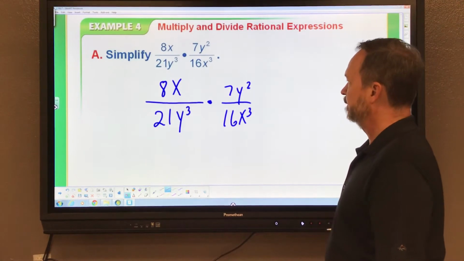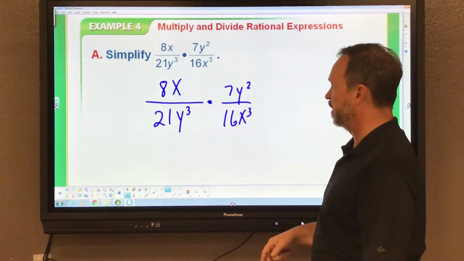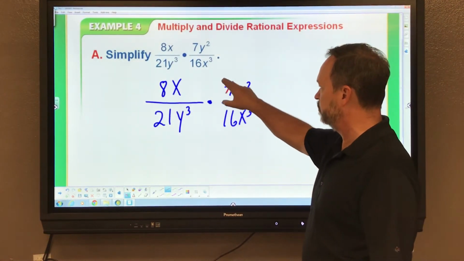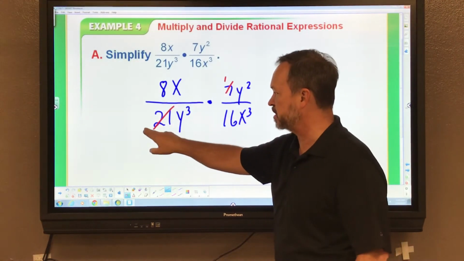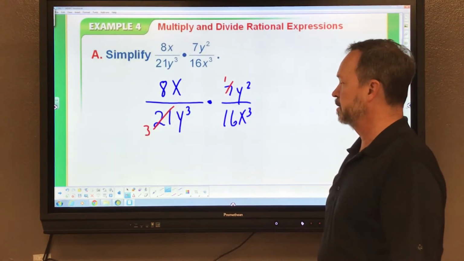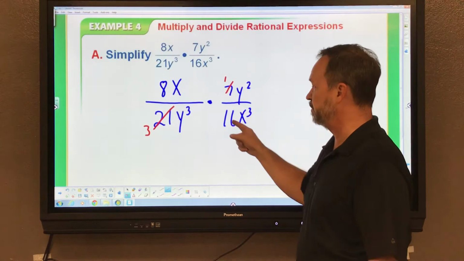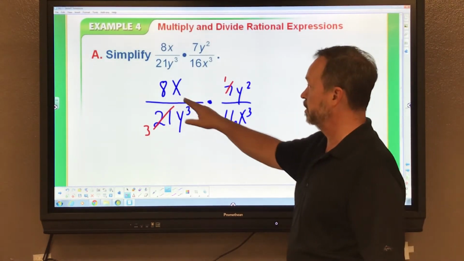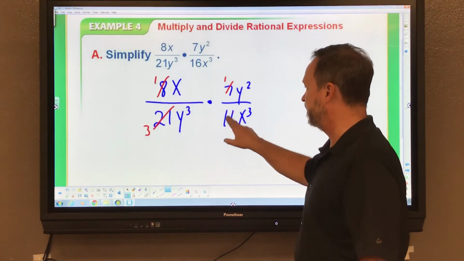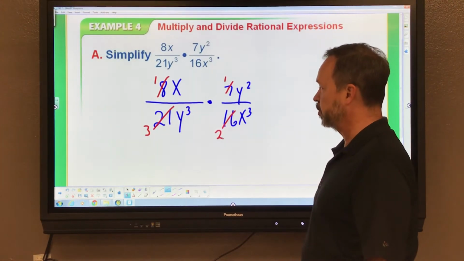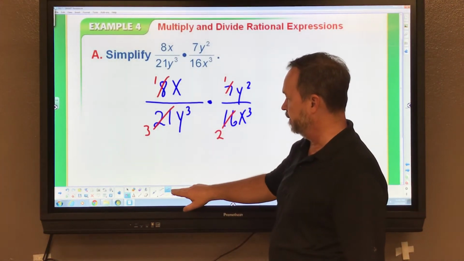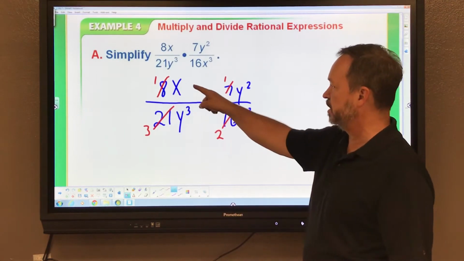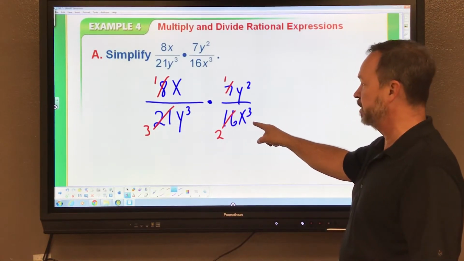Now, we just did that cross-canceling thing. Is it pretty obvious to you that 7 will divide by 7 and 21 will divide by 7? Is it pretty obvious that 8 and 16 both divide by 2, 4, 8? You want to use the largest one. So 8 divided by 8 and 16 divided by 8. Pretty obvious. What about the x in the numerator and the x cubed in the denominator?